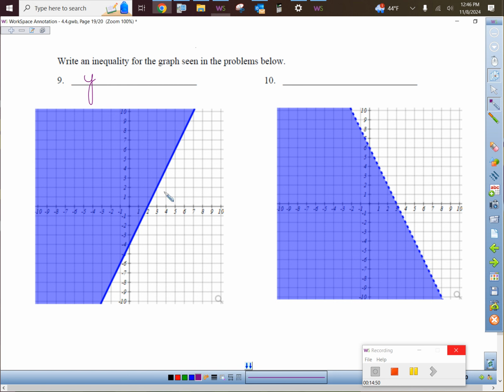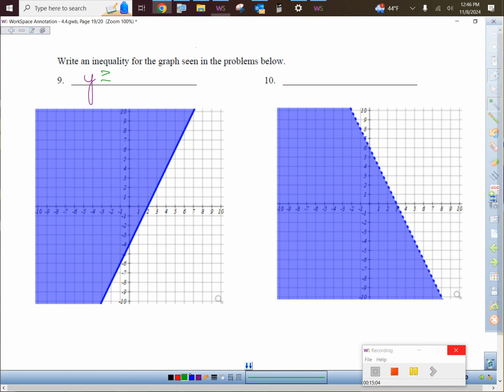What kind of line is it? Solid or dashed? Solid. And where is it shaded? Above the y-intercept or below the y-intercept? So that would be a greater than or equal to. Are you with me on that? Because it's shaded above, and it was a solid line.